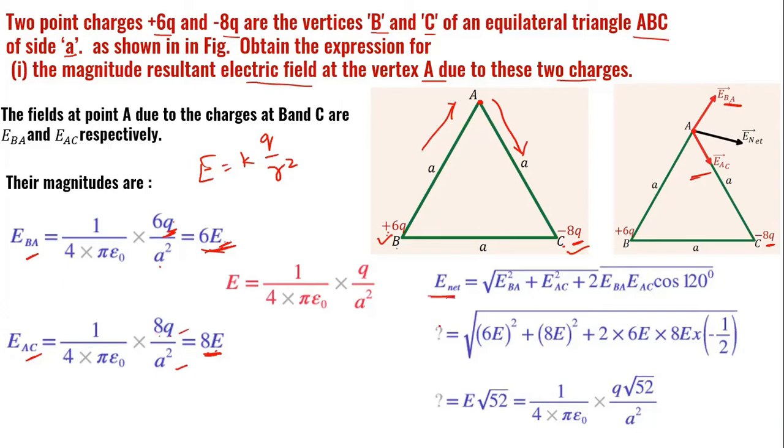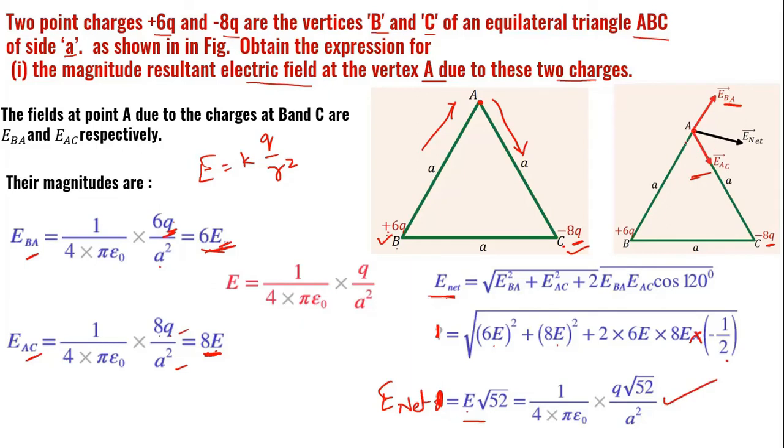The net electric field we have to add vectorially. So what will be the vector addition of EBA and EAC? It will be the square root of EBA square plus EAC square plus twice EBA EAC cos 120 degrees. Now let us put the values 6E, 8E, and cos 120 degrees is minus 1 by 2. On solving, we get E net equals E root 52. Now we put the value of E as 1 upon 4 pi epsilon naught, q by a square. So this complete part becomes the magnitude of the net electric field at the vertex A of the equilateral triangle.